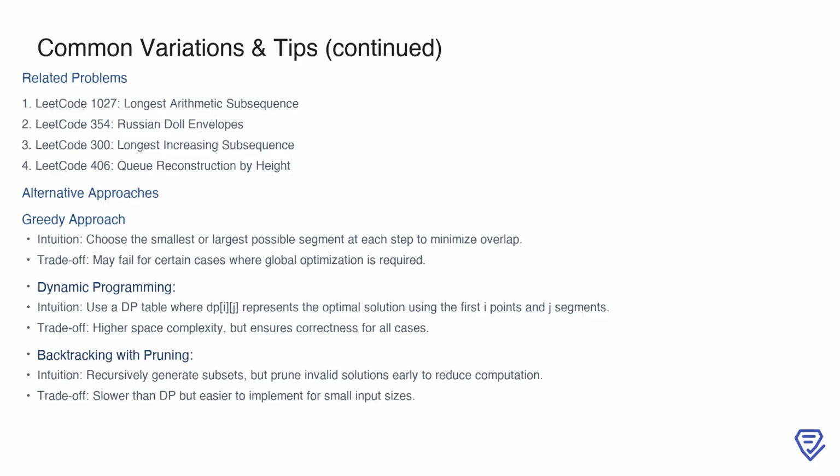Lastly, backtracking with pruning is another strategy. Here, you generate subsets recursively, but prune invalid solutions early to save time. This method is slower than dynamic programming but easier to implement for smaller input sizes.